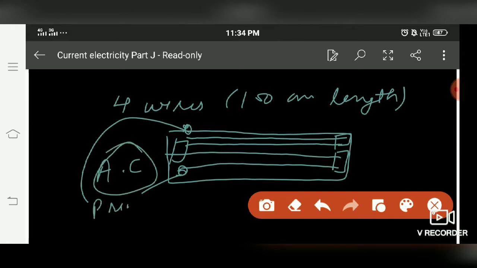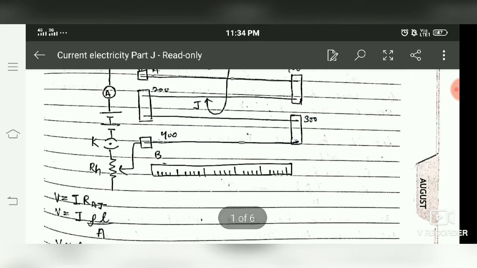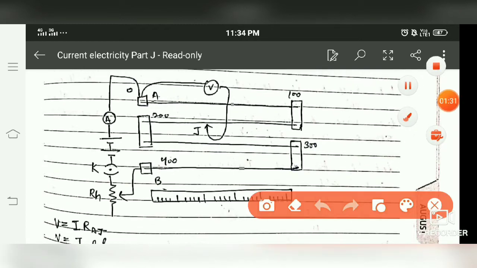This is the primary circuit, and from here we make another connection that is called the secondary circuit. So let me show you here. This is the auxiliary circuit. One end is connected to the positive of the battery, then the negative to the key, to the rheostat, and the rheostat back to the other end. And from this end we have a voltmeter, a galvanometer with a jockey.